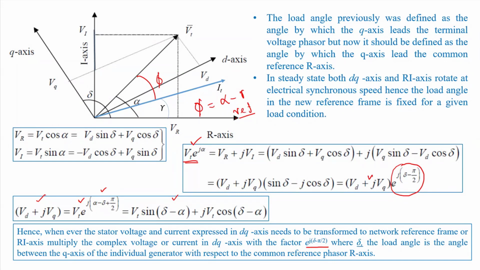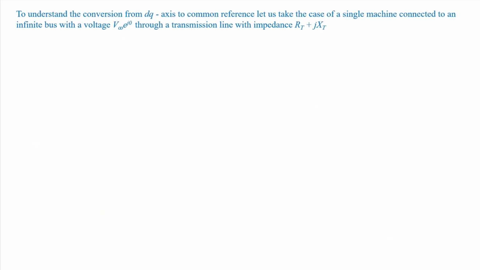Okay, so here the delta is the angle between the q-axis of the individual generator with respect to the common reference frame, the r-axis. So this is what we have already studied, and let us try this analysis with a single machine infinite bus system, where the single machine is connected to an infinite bus through a transmission line, and the transmission line impedance is given here, RT plus jXT, right?